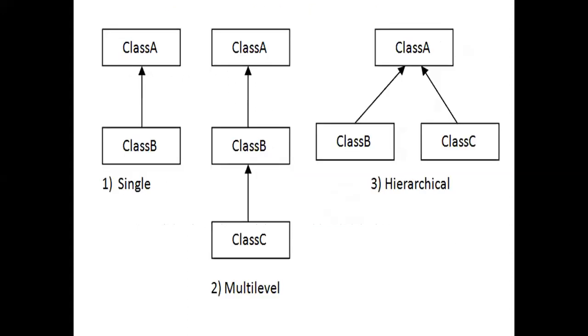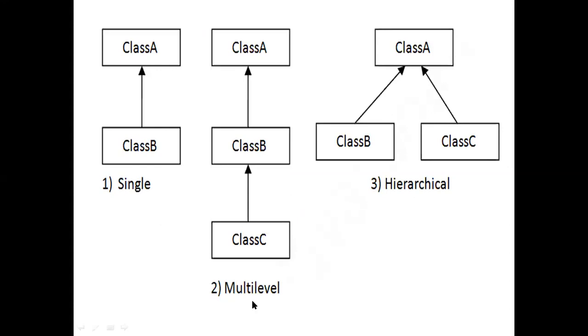See, you can see the pictorial representation. First one, single level: class B is a child class, a subclass, you are creating with the help of class A. It's only one level. Single level inheritance means only one class is created. Class B is created with the help of the previously existing class A.